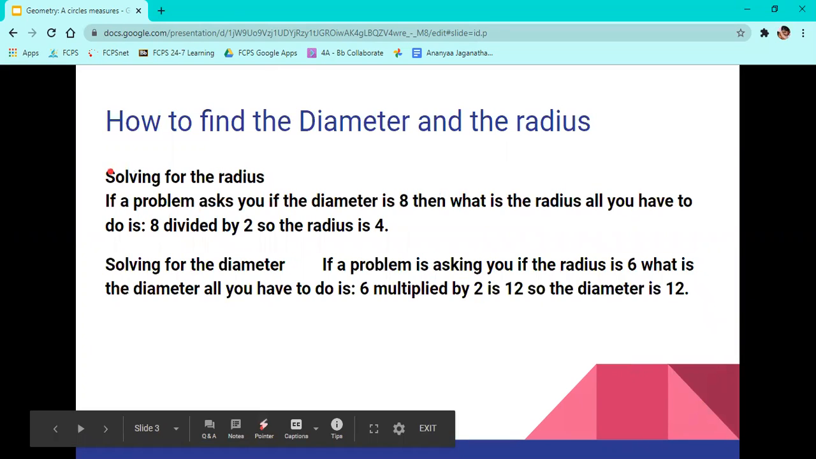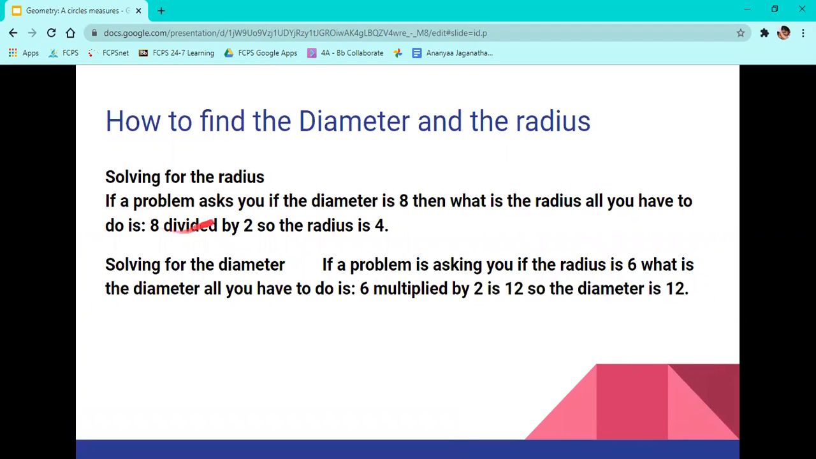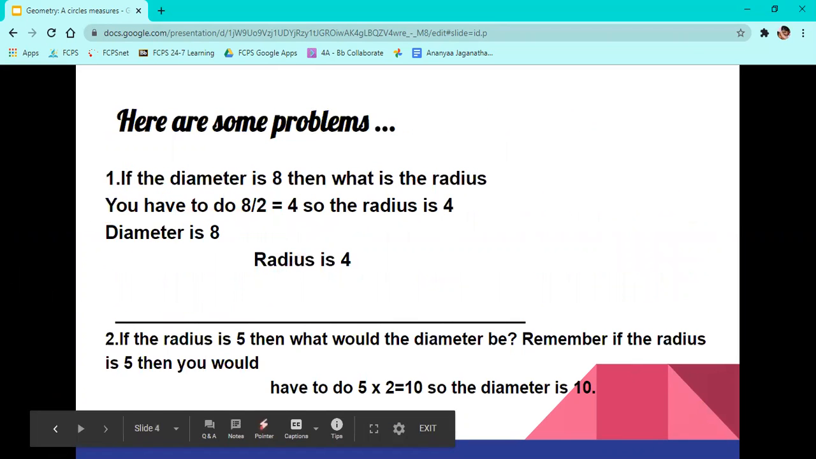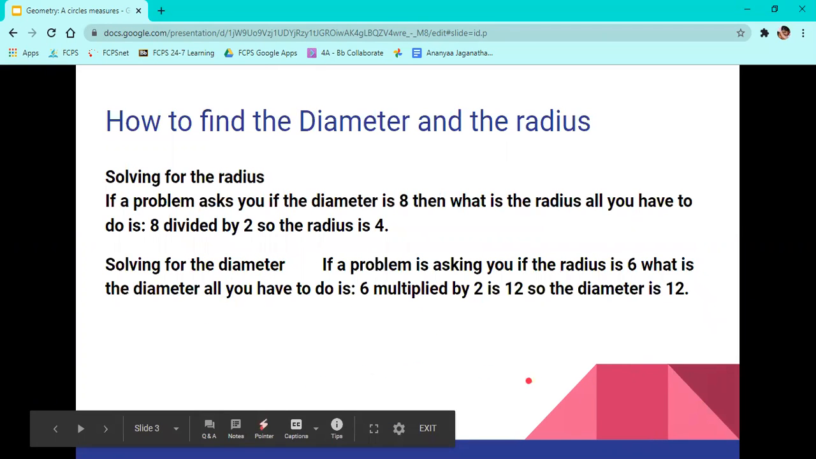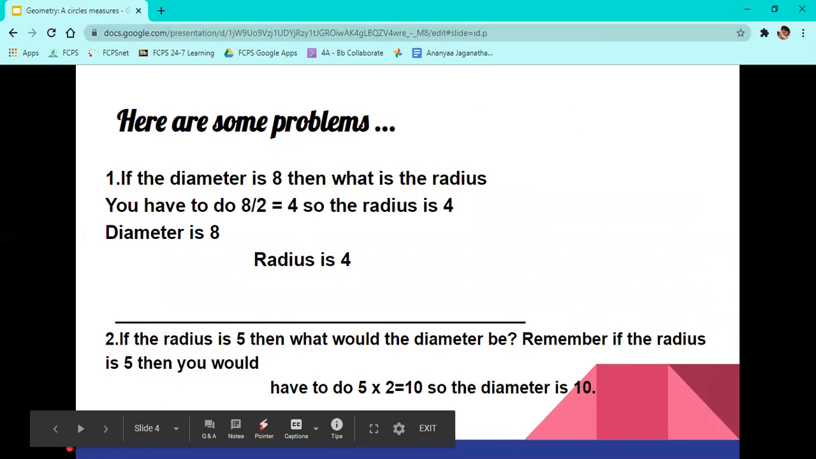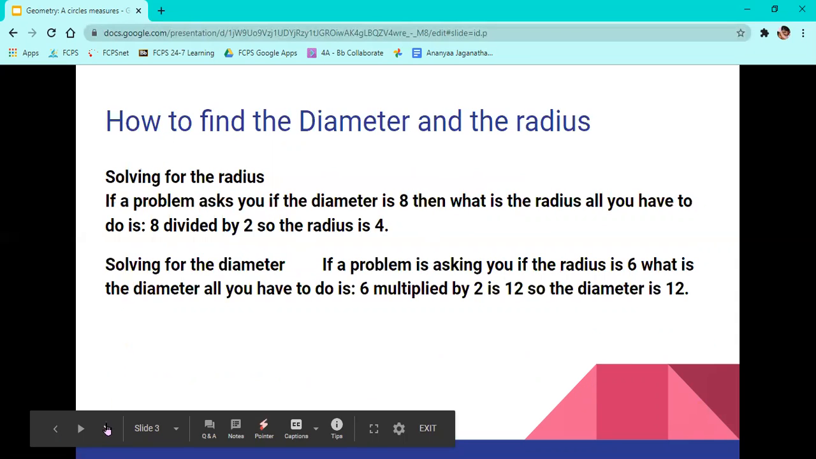How to find the diameter and the radius. Solving for the radius: the problem is asking you, if the diameter is 8, then what is the radius? All you have to do is 8 divided by 2, so the radius is 4. Solving for the diameter, you just do the opposite of what you did in solving for the radius. If the radius is 6, what is the diameter? All you have to do is 6 multiplied by 2, so the answer is 12.